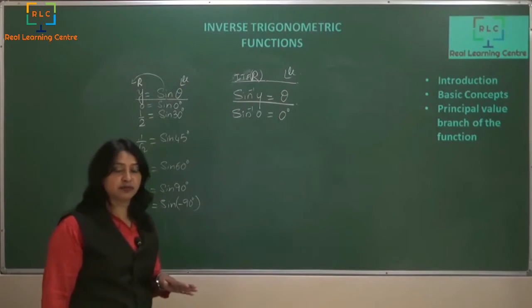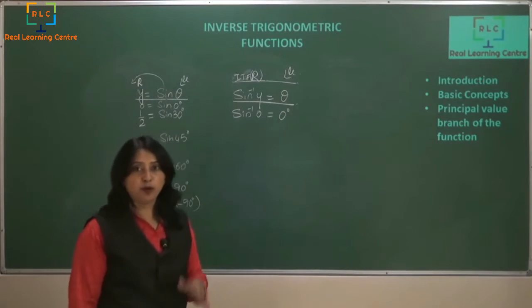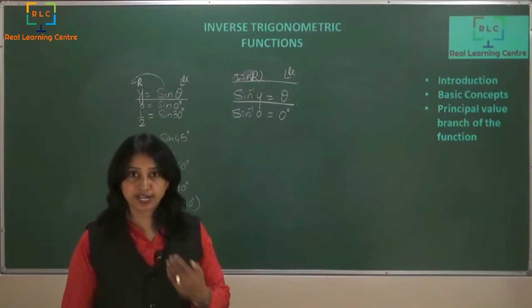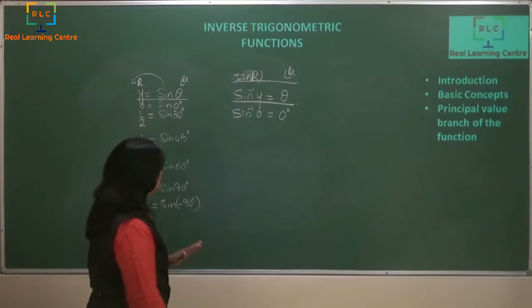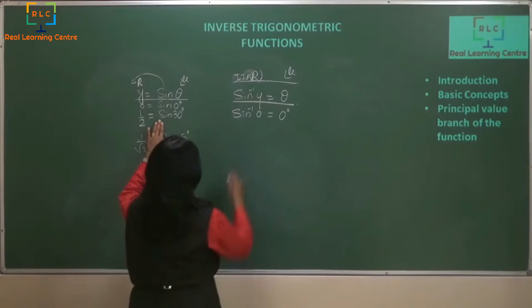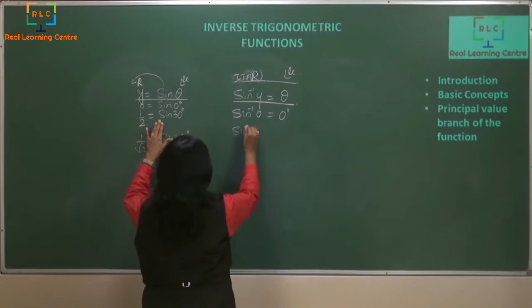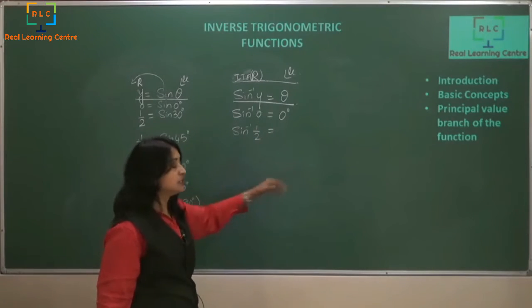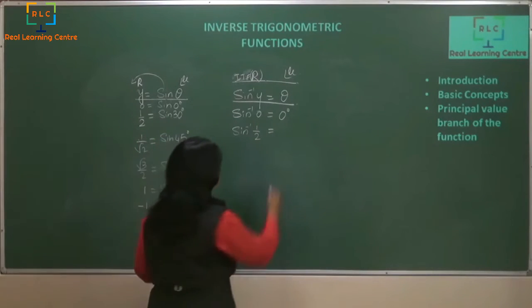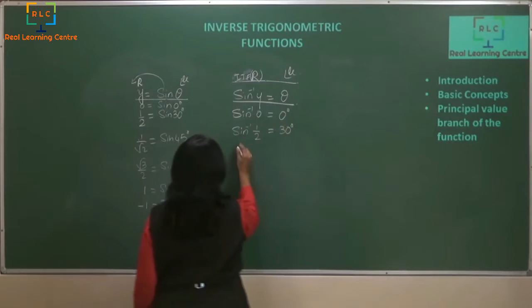In inverse trigonometric functions, it is appropriate to use radians for the angles, not degrees. But still we write the degrees now so that you understand perfectly. This will be sine inverse half. So sine of what degree is equal to half should be your answer. Sine of what degree is half? It is 30 degrees.